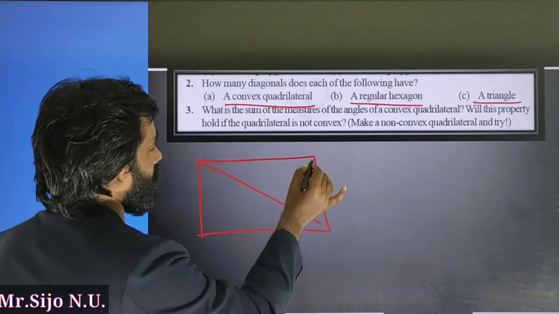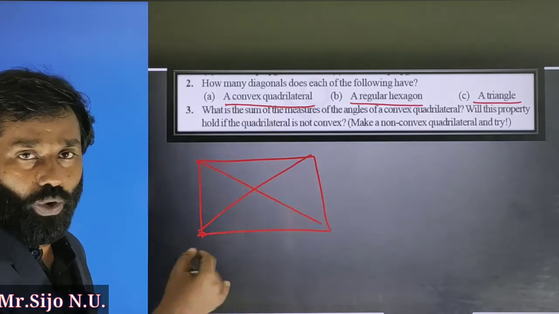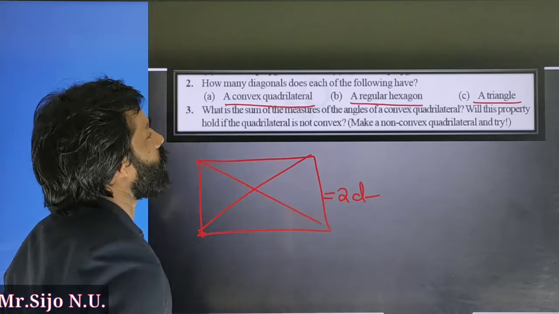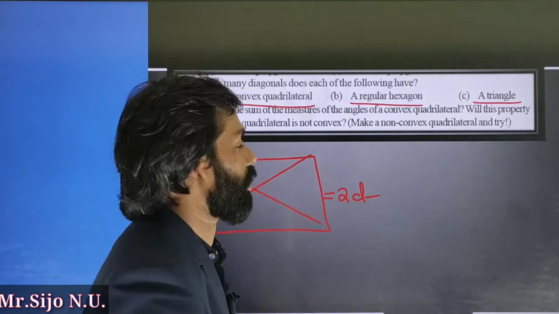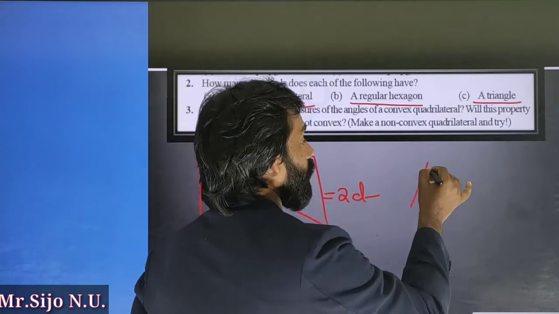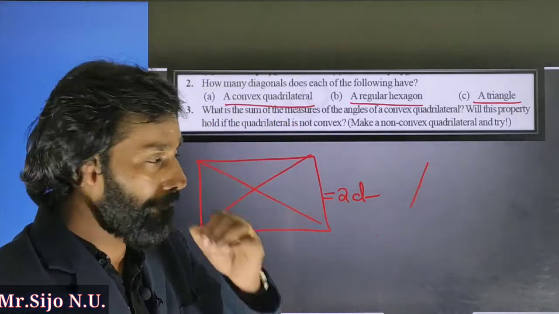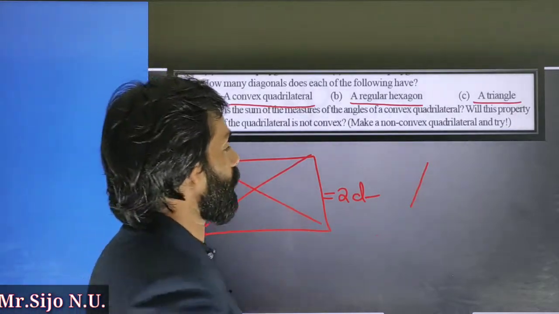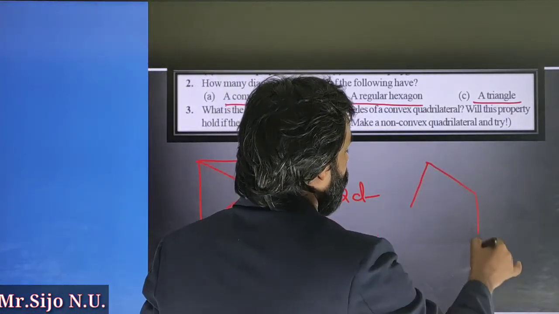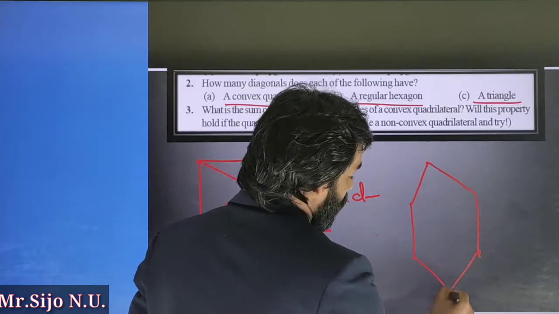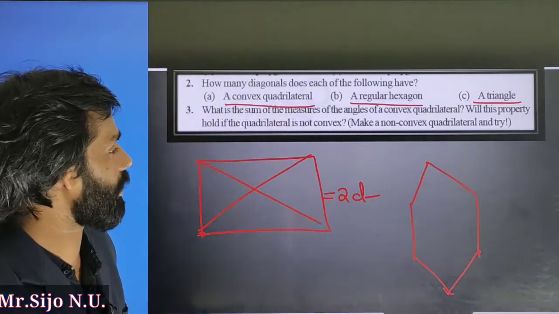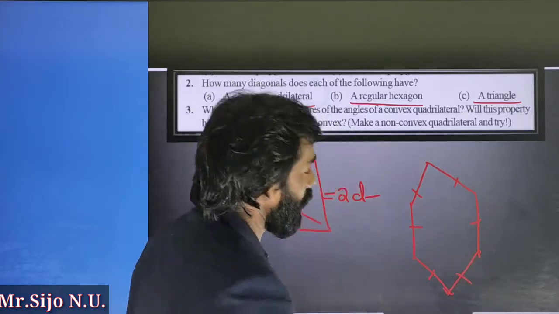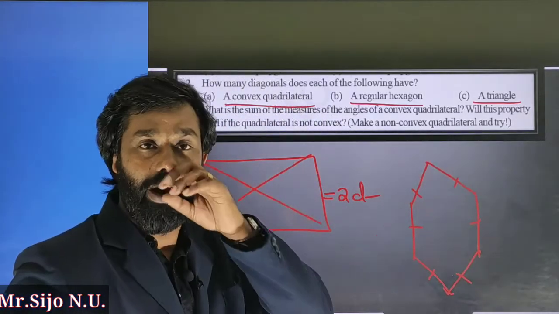Just draw. 1, 2. Is there any more diagonal? No. So we can say it has 2 diagonals. Next, consider the regular hexagon. Hexagon means a polygon which has how many sides? Six sides. So we can draw 1, 2, 3, 4, 5, 6. It's a regular hexagon, so the sides should be of the same length.